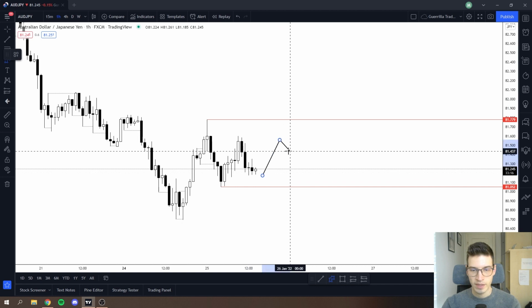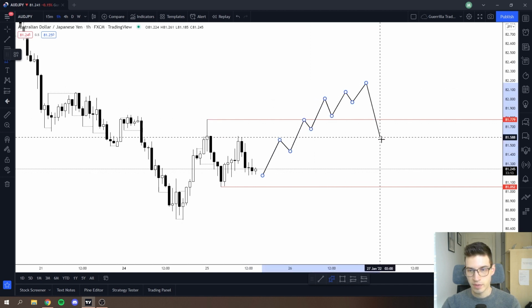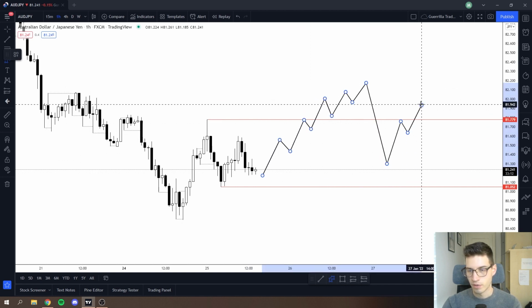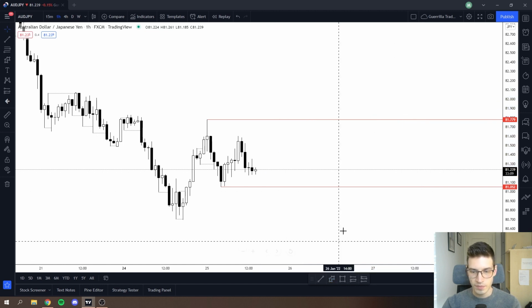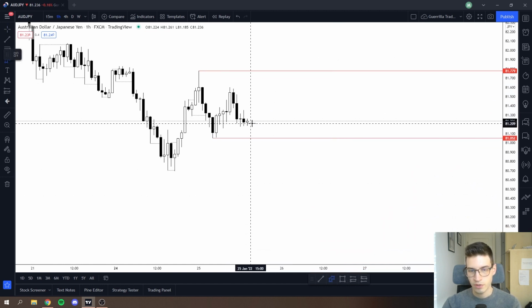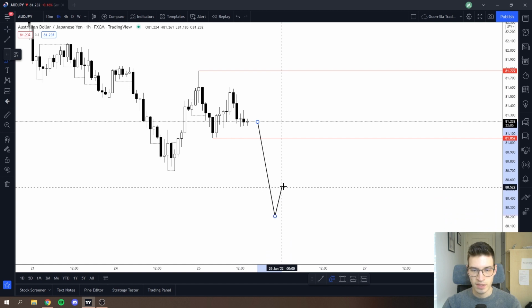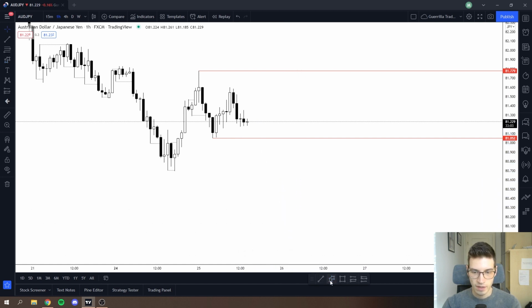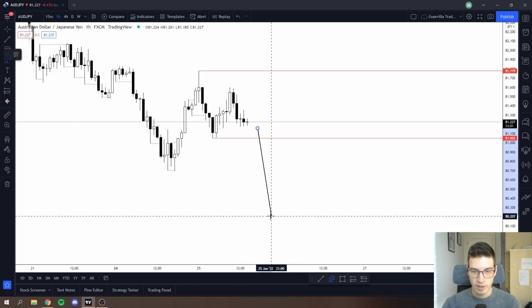Also what can happen, we can get a clean ascending structure, then an impulse to the downside, look for a flag or a break and a retest. So literally the same thing to the downside. I would like to see a nice impulse and a flag. Also impulse, pull back, another impulse, retest of the most recent low, very high probability.